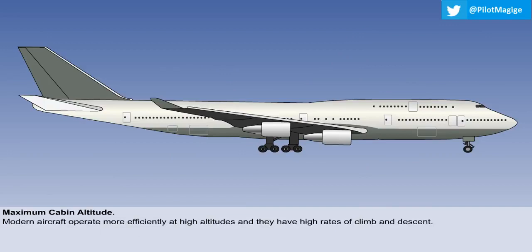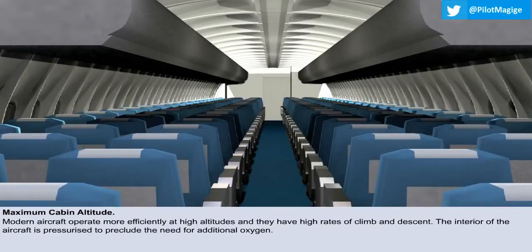Modern aircraft operate more efficiently at high altitudes, and they have high rates of climb and descent. In order to take advantage of these properties, the interior of an aircraft flying at high altitude is pressurized to allow passengers and crew to function normally without the need for additional oxygen.